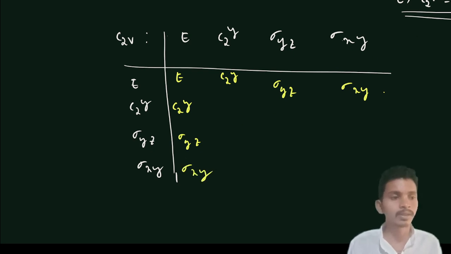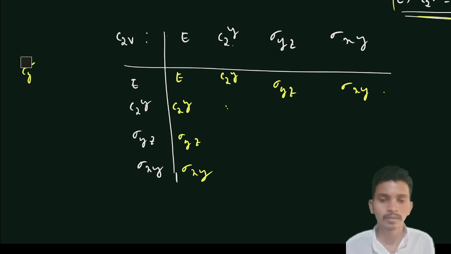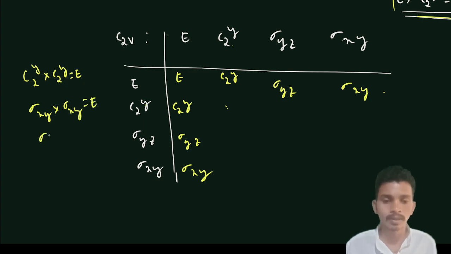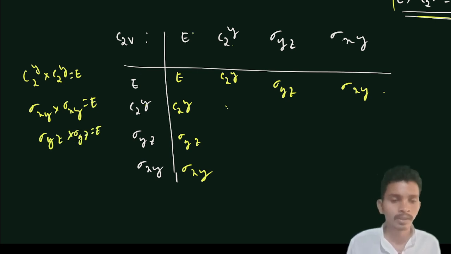Okay, why? Because this multiplied by E, then we will get the same value. Now next, for getting this value we have to multiply this with this. So if the same value, like C2y multiplied by C2y, then we always get the E. Similarly, if we multiply sigma xy into sigma xy, then we will always get E. Similarly, if we multiply CYZ, we get the value E. So if we multiply by E and E, then we will get the same value.